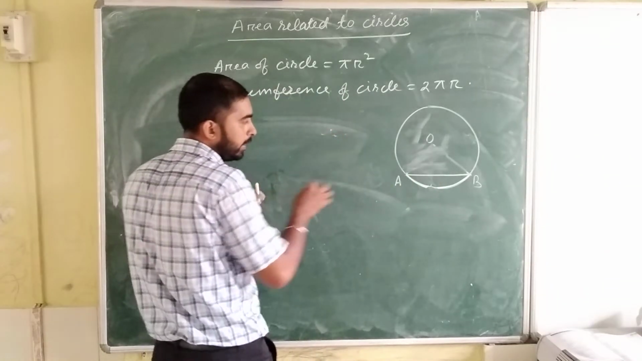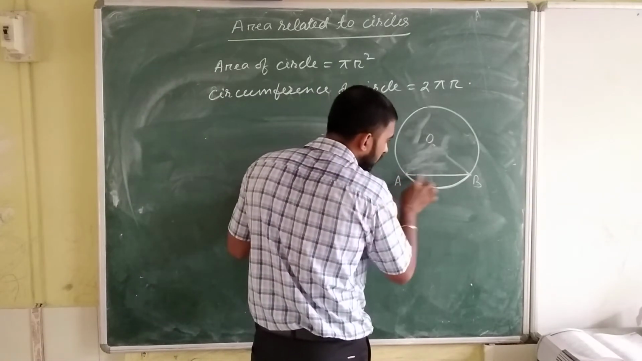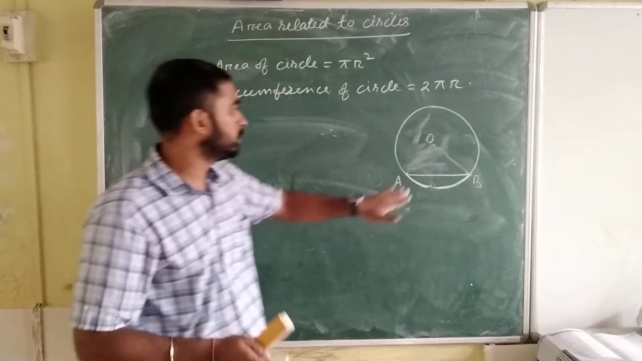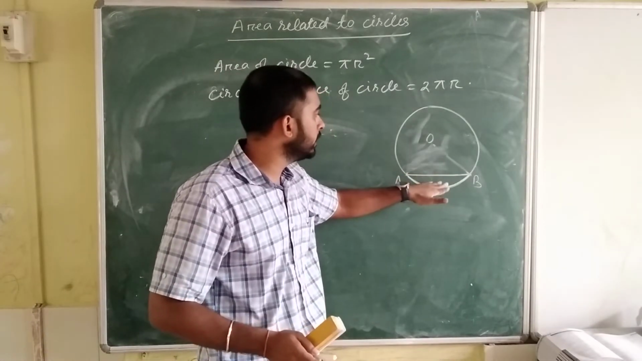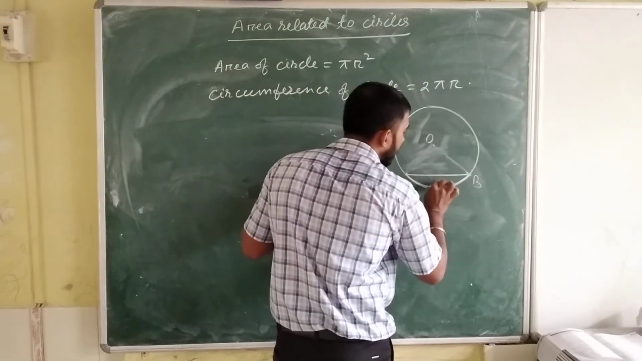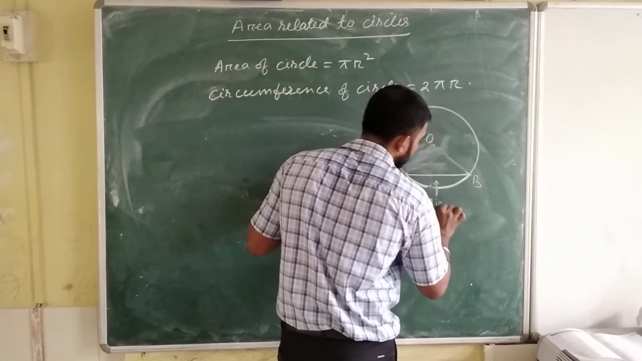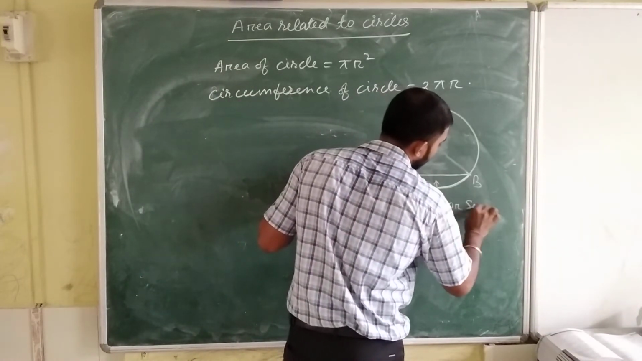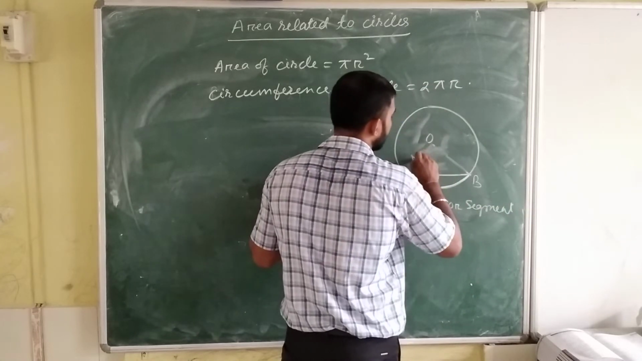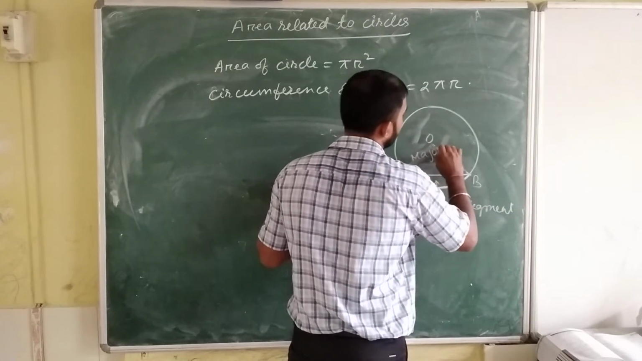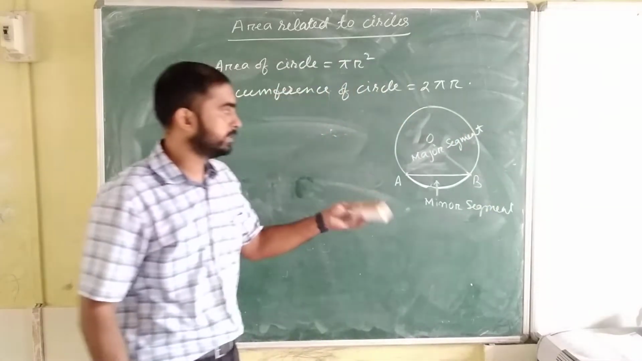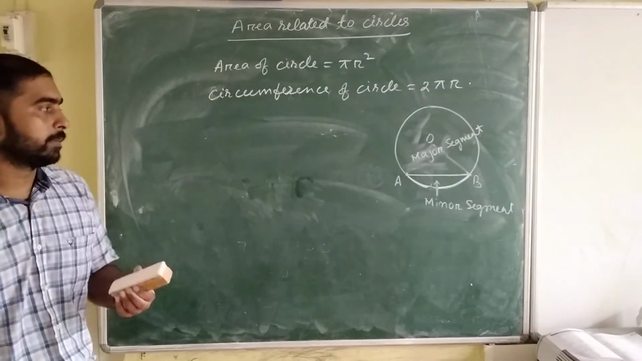The area portion between a chord and the arc is known as a segment. This is known as the minor segment, and this is the major segment. So this is the minor segment and that is the major segment.